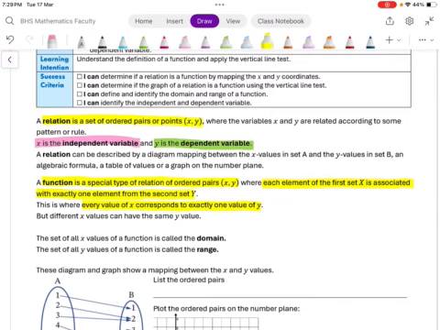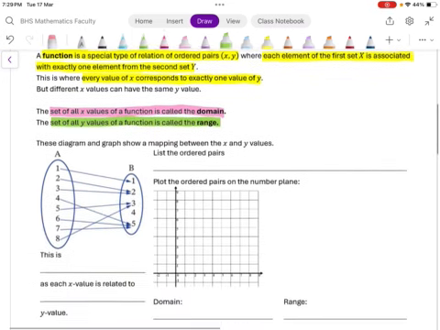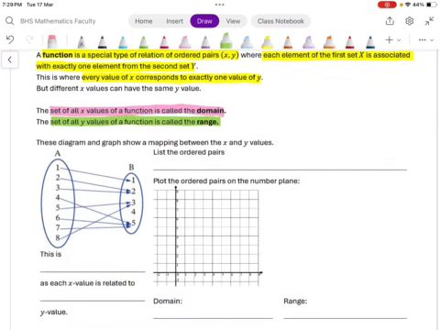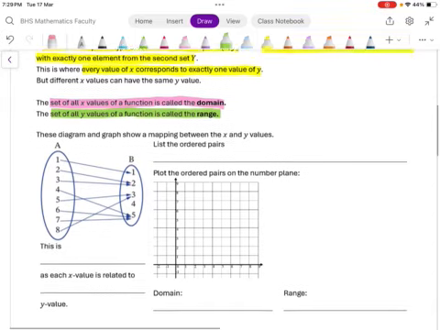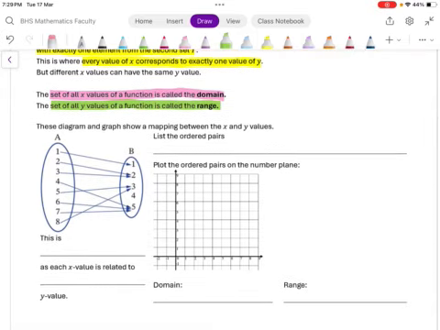The set of all x values of a function is called the domain, and the set of all y values of a function is called the range. Now, this diagram below shows a graph. These diagrams and graphs show a mapping between the x and y values. We have our set A of 1 to 8 and our set B of 1 to 5. Every value in A is mapped to B.